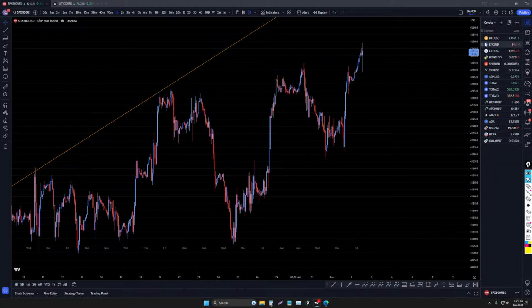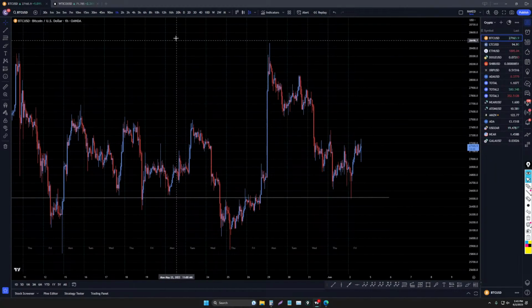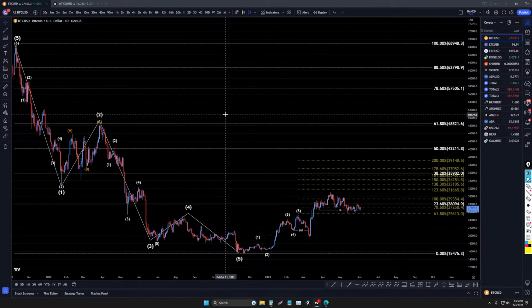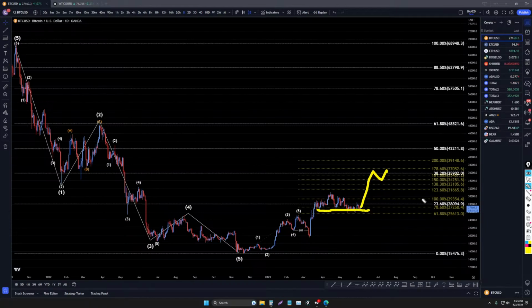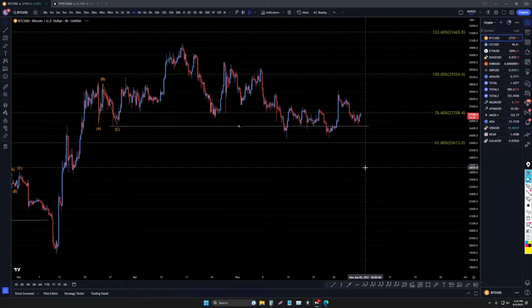So let's check out Bitcoin real quick before we move on. Bitcoin really looks like it hasn't broken structure down yet, so it really looks like Bitcoin is heading up. I think it's heading up to either the 38 or the 50% at least. So it looks like it's very, very close to making its move to the upside.